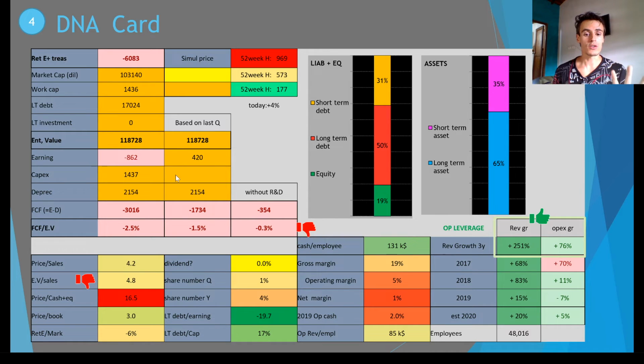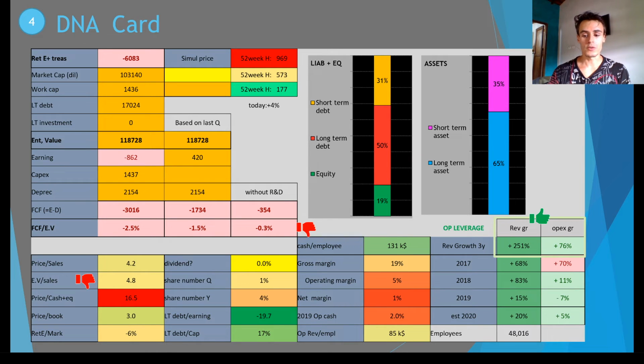So as you can see here on the DNA card, if I summarize, the yield return at the moment is quite absent. The value metrics, compared to the profile of the company, are a little bit high, maybe 2 to 3 times higher than what is expected. But the operating leverage is huge, is amazing.